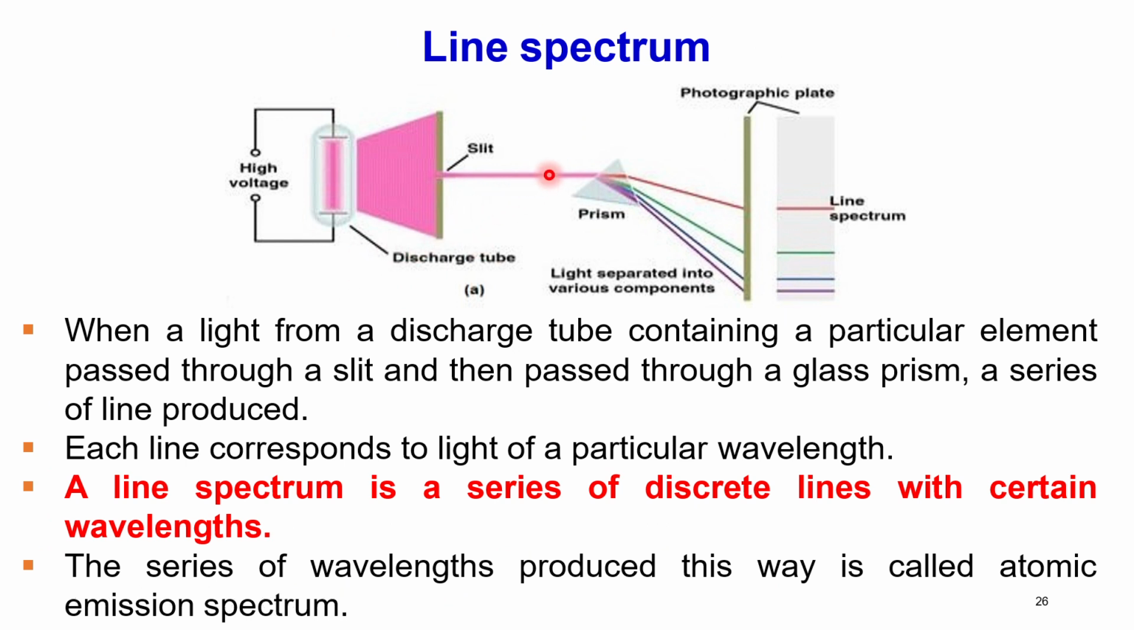For line spectrum, line meaning there is one distinct line, a fixed line. So this line consists of a certain wavelength. We can say that this line is at a certain wavelength, and the same goes for the green line, the blue line and so on. So each line corresponds to a particular wavelength. So for line spectrum, it is produced from a discharge tube.